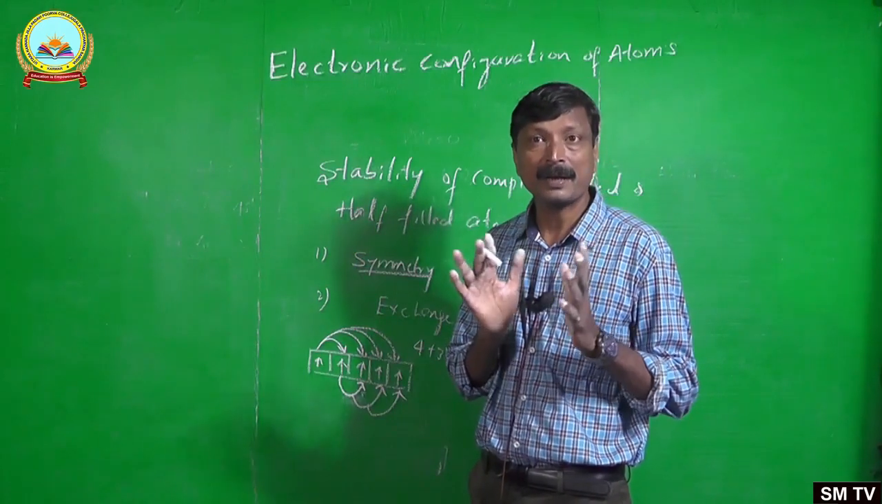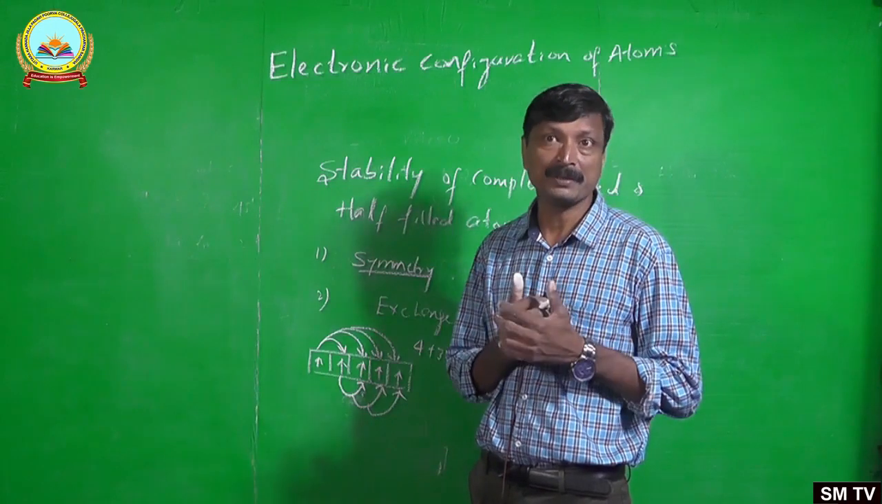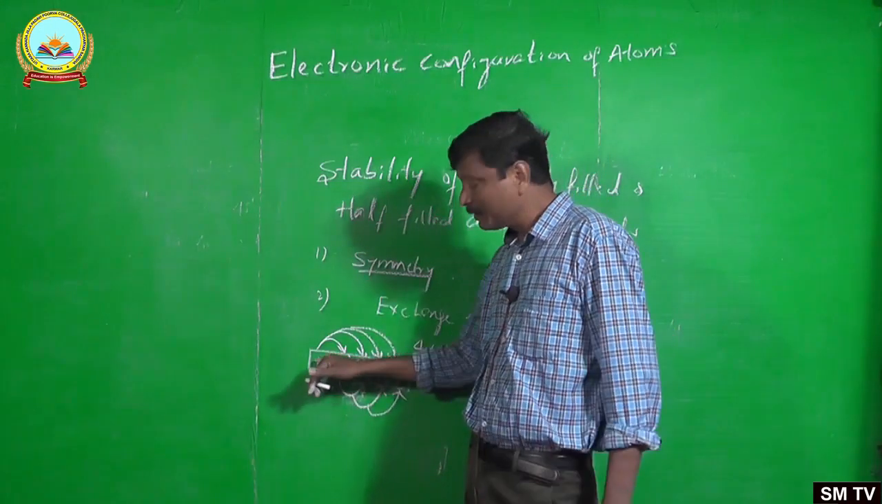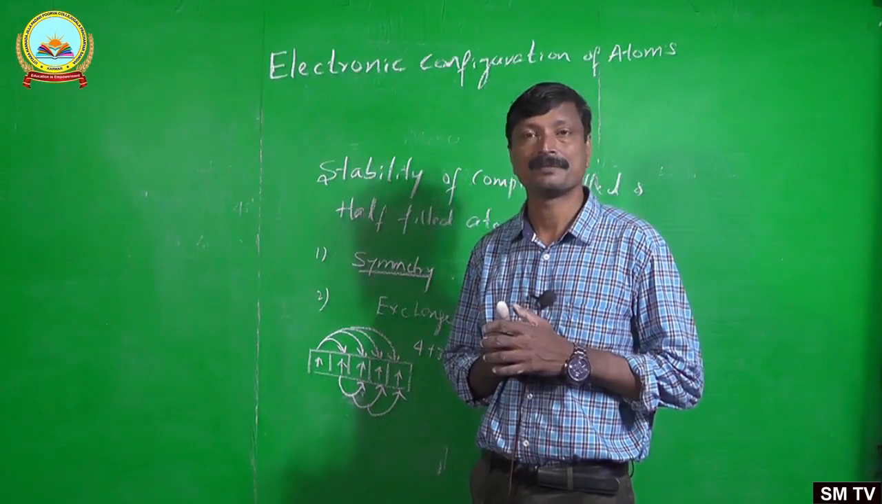The electrons are like charges. There is a Coulombic repulsion. Because of that, when they exchange their position, their energy decreases.